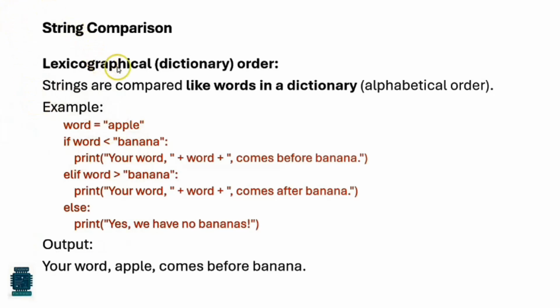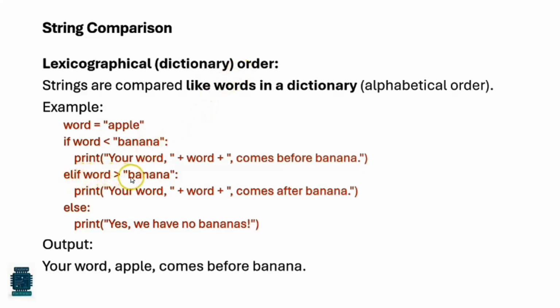This is lexicographical dictionary order. Let us see with an example. Strings are compared like words in a dictionary, that is alphabetical order. Word is equal to apple. I have taken apple as a word. If word is less than banana, here dictionary order. Just remember this. It is compared in lexicographical order. If word is less than banana, print your word apple comes before banana. It will compare as a dictionary order.